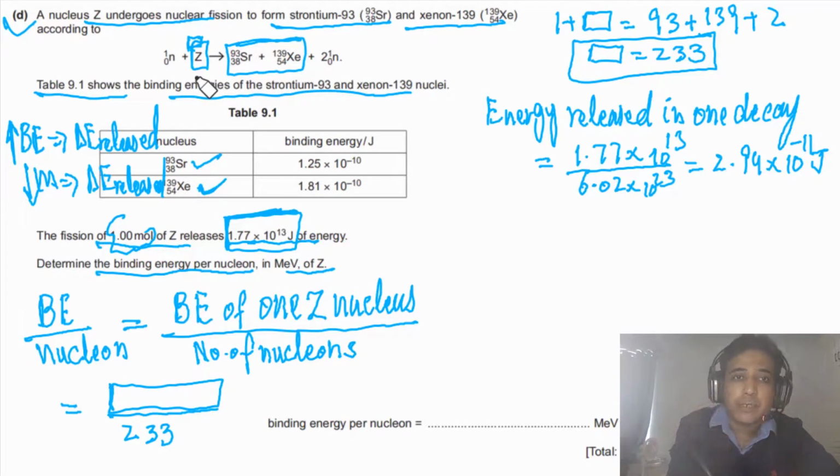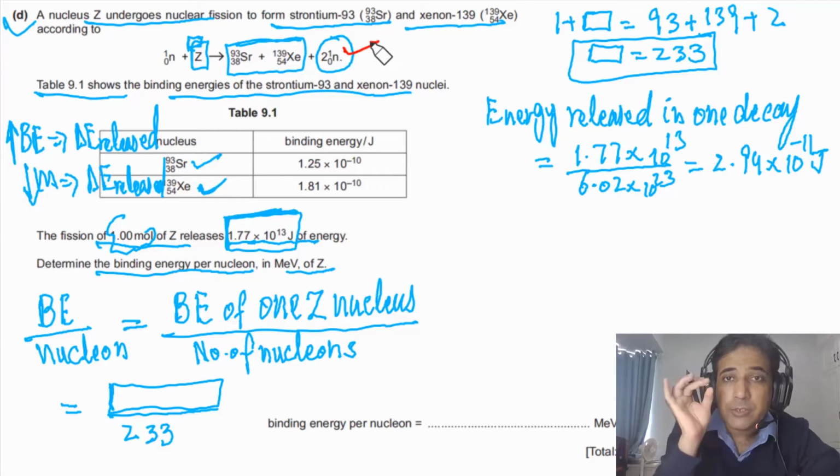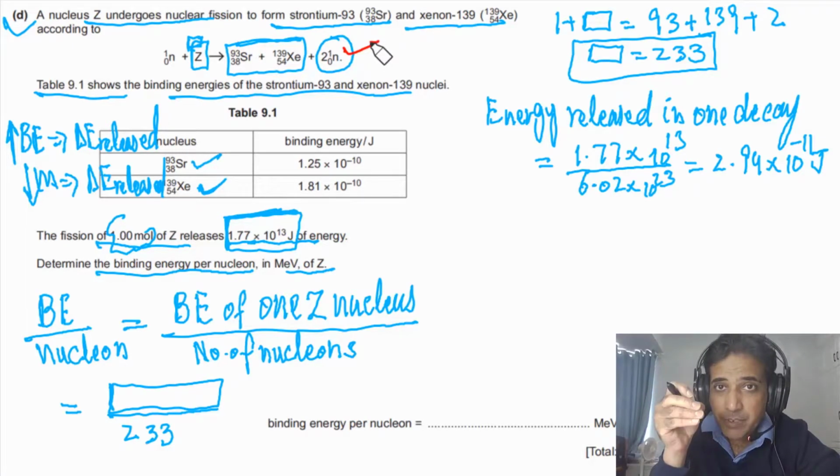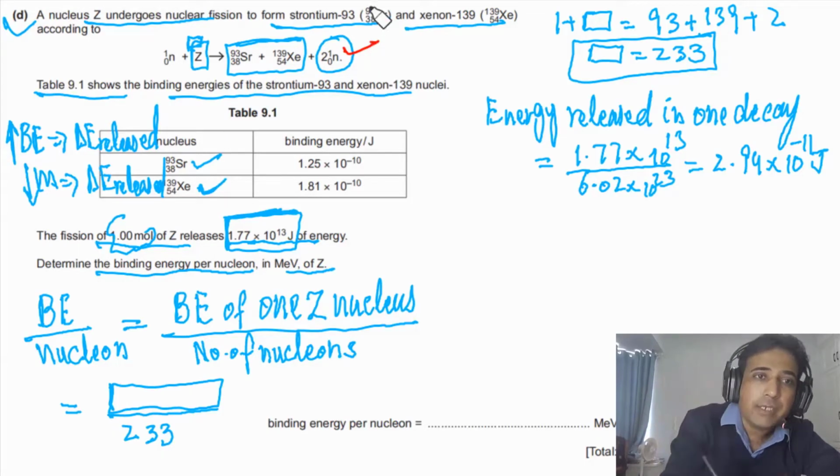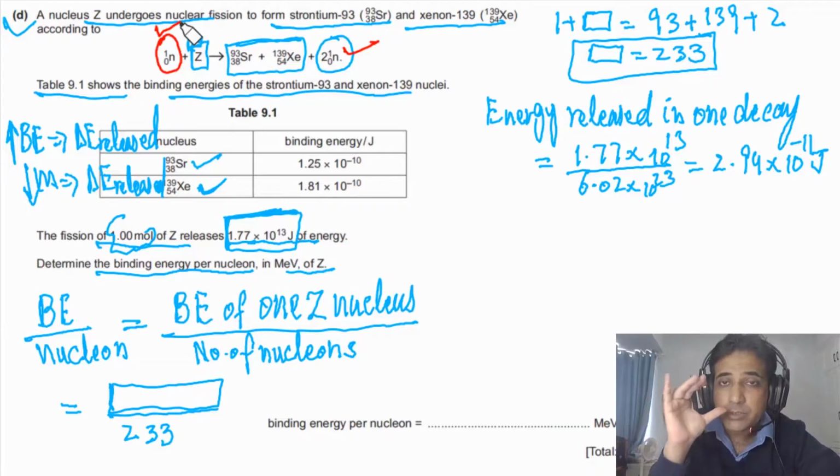And individual particles like neutrons do not have binding energy. As I said before, no binding energy is associated with individual particles, because those individual particles are not in the nucleus. In this case, there is no binding energy associated with these two neutrons, and also none associated with this neutron. So how can we calculate energy released?